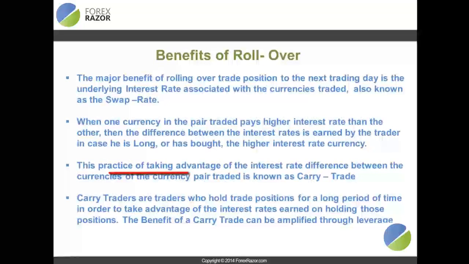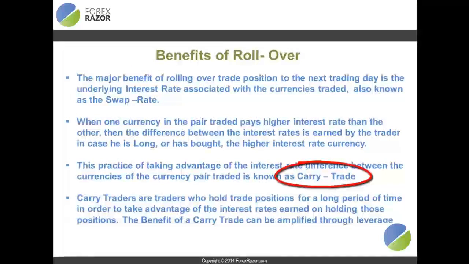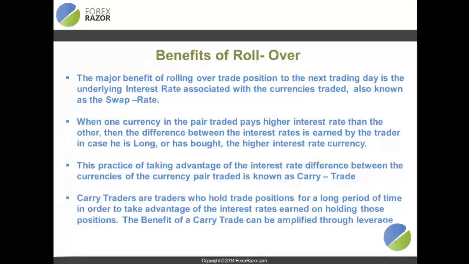This practice of taking advantage of the interest rate difference between the currencies of the currency pair traded is known as carry trade. Carry traders are traders who hold trade positions for a long period of time in order to take advantage of the interest rate earned on holding on to those positions. We will be discussing more about swap rates and how they are determined and calculated in the next video in this series of video tutorials.